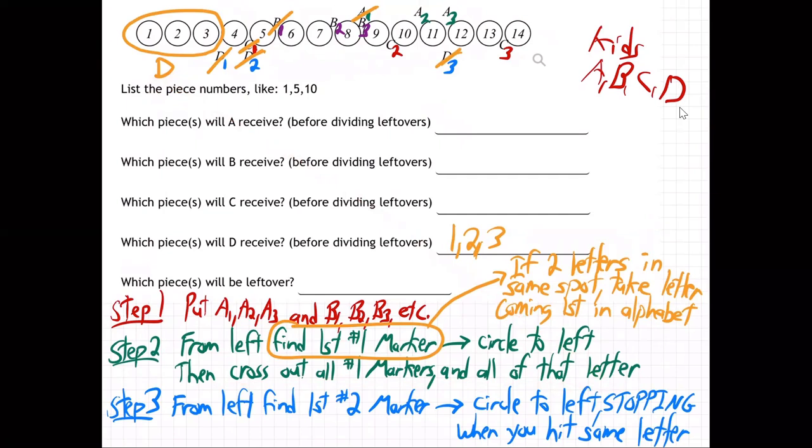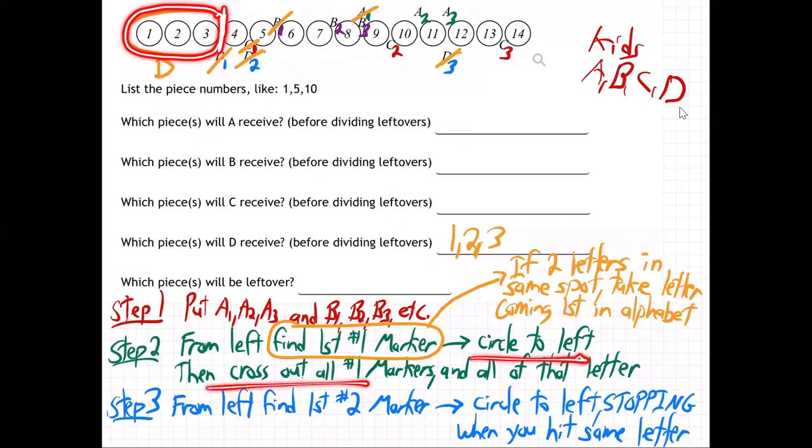So does that make sense, what I did there? I started on the left, found the first number one marker and circled, right? That was D. D put a marker right here. That was D's first marker, D1. He put a marker right here saying he would be happy with candies 1, 2, and 3. So I circled to the left and gave him a section he marked out.